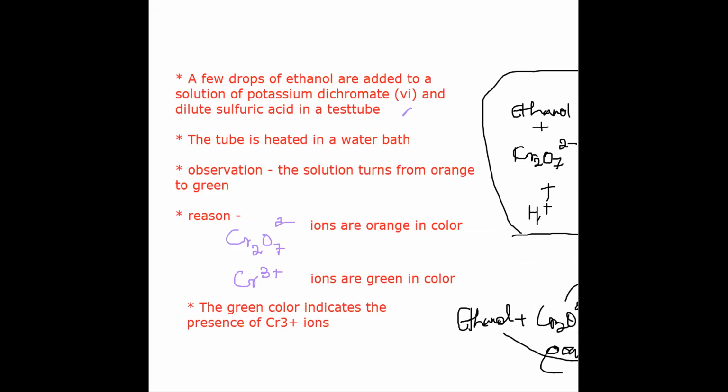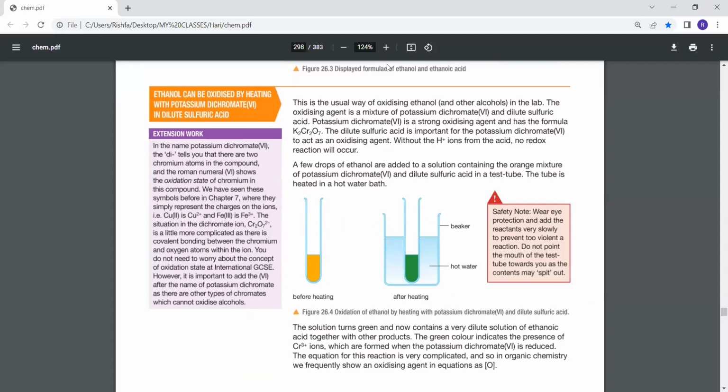Okay, you can draw this if you want. You can just draw it orange and then put an arrow, write it as oxidation. Water bath. We have orange because we have Cr2O72- here, and this green indicates it has Cr3+. And who acts as the oxidizing agent here? Potassium dichromate, okay?